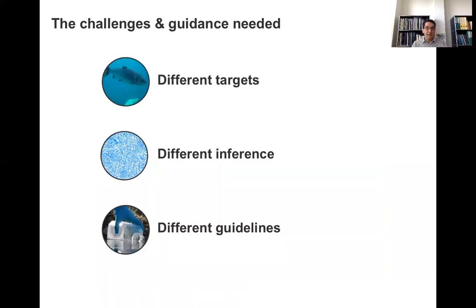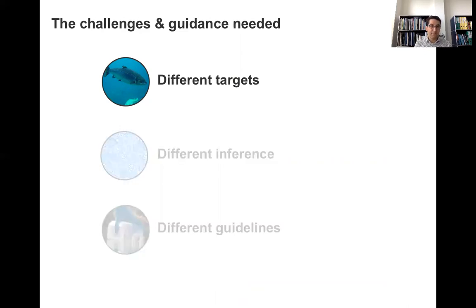In this talk, I will address three aspects where I see challenges and need for guidance for a successful implementation of eDNA biomonitoring. These are different targets, different inference, and different guidelines. I will now address each one of those and will specifically discuss my understandings or different expectations I experienced when having interacted with stakeholders on this topic over the last years.